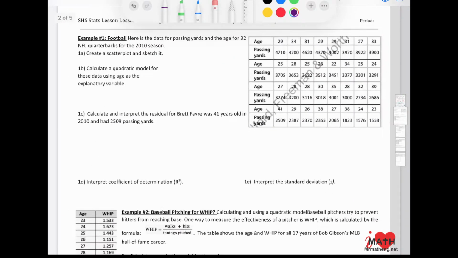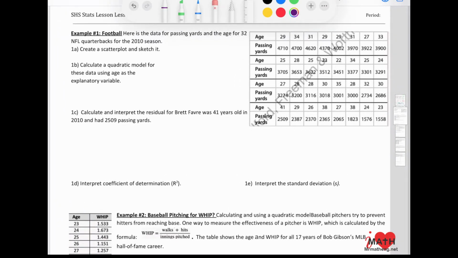Okay, next page. Example number 1, football. Here is the data for passing yards and the age for 32 NFL quarterbacks for the 2010 season. I want you to press pause and insert those 32 quarterbacks. List 1 will be age. Let's write that: X, Y, so list 1, and that'll be list 2. Do you see that? So you have a lot of data to input. Go ahead and do that, and then press play when you're done.